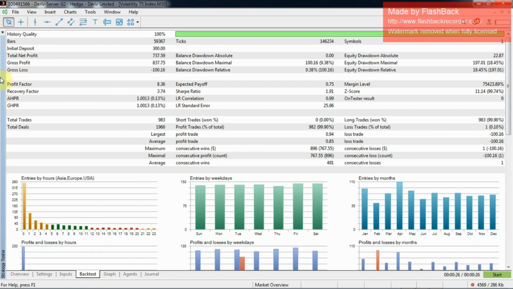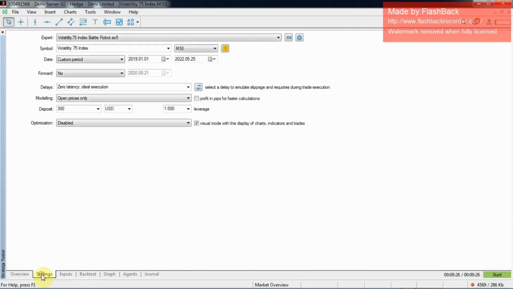So these are the results for the backtest. Note those figures there. The gross profit is $837 there. The gross loss is $100. In the actual sense, in real time, you'll be increasing the lot size, so you make more profits than that. In real time, you'll be increasing the lot size with increasing balance.